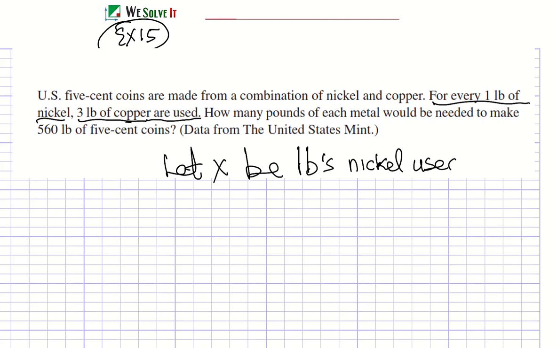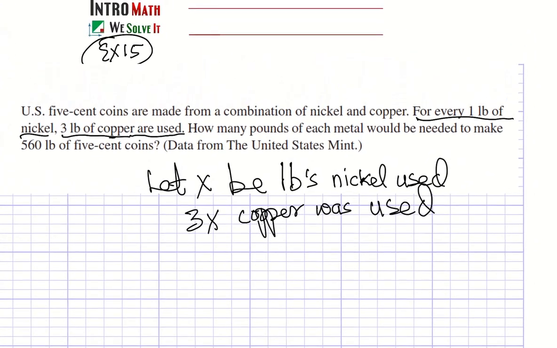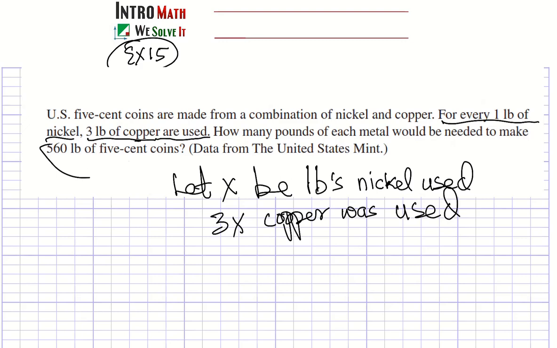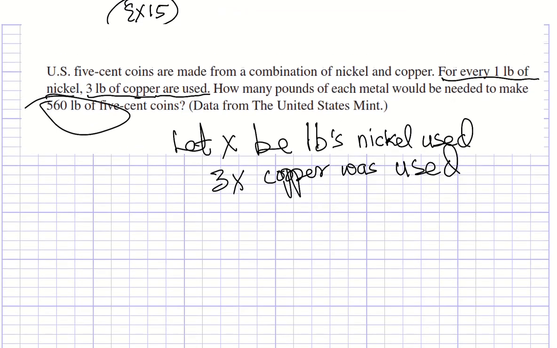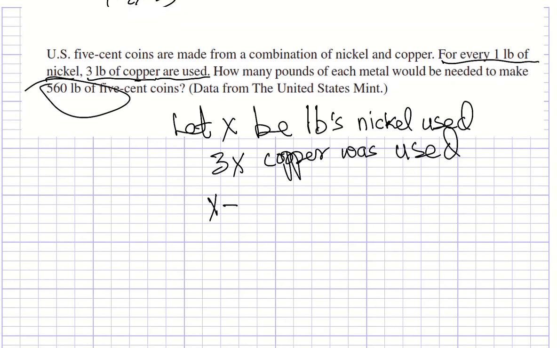Pounds of nickel used. Okay, so you say every pound of nickel, there's 3 pounds of copper. Then that means 3x of copper, 3x copper, was used, right? Okay, that's all that means. And then it gives you the total somewhere. Where is the total? Right there, 560 pounds. So basically, you said x plus 3x is equal to 560.